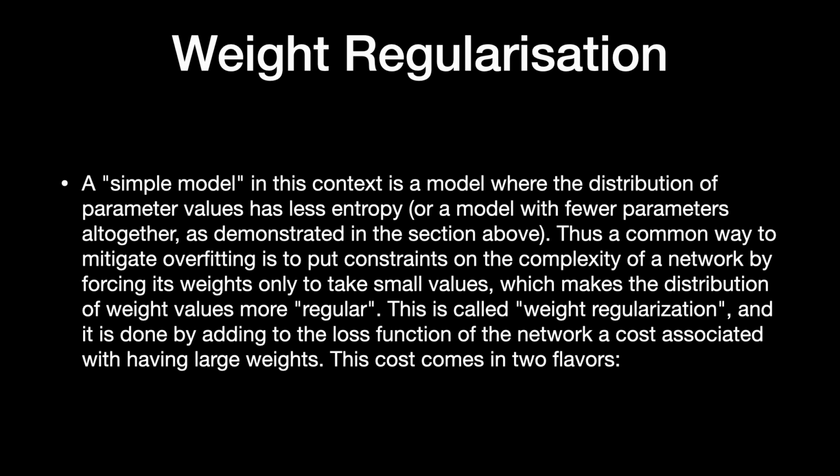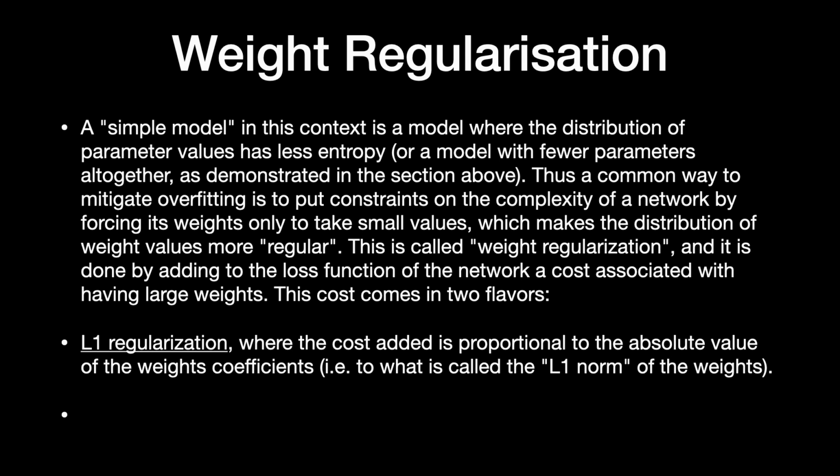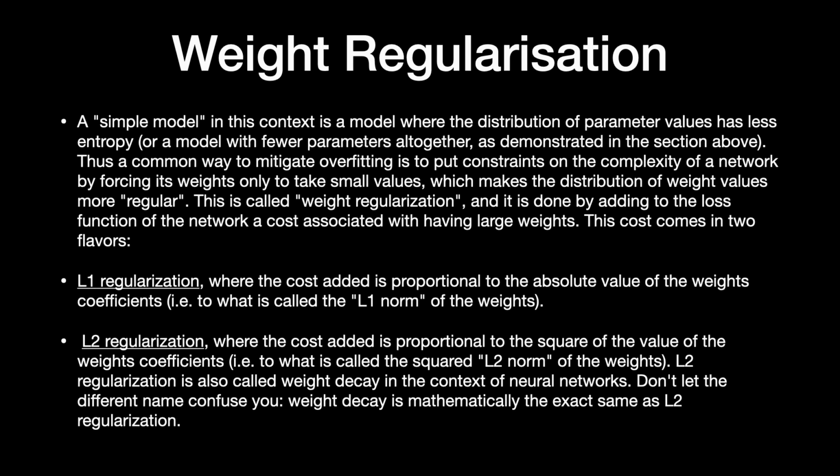This cost comes in 2 flavors. L1 regularization, where the cost added is proportional to the absolute value of the weight coefficients, i.e. to what is called the L1 norm of the weights. L2 regularization, where the cost added is proportional to the square of the value of the weight coefficients, i.e. to what is called the squared L2 norm of the weights. L2 regularization is also called weight decay in the context of neural networks. Don't let the different name confuse you. Weight decay is mathematically the exact same as L2 regularization.